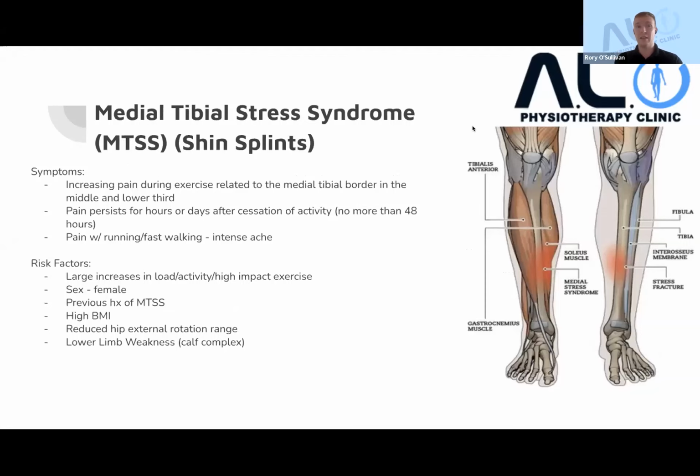Another thing that we see quite often in the clinic, again especially with beginner runners, is something called shin splints. When you're experiencing this, you get pain around the shin area, the bottom of the lower leg. Pain can persist for hours or even up to 48 hours after exercise, and generally pain with running or even fast walking if it's a little bit achy. People at risk of this: it's a little bit more common in females. Anyone with a history of shin splints is more likely to see it again, and anyone with a bit of weakness around the calf or lower limb in general. Anyone who's a bit overweight with a high BMI, or anyone who's got a large increase in their activity levels.